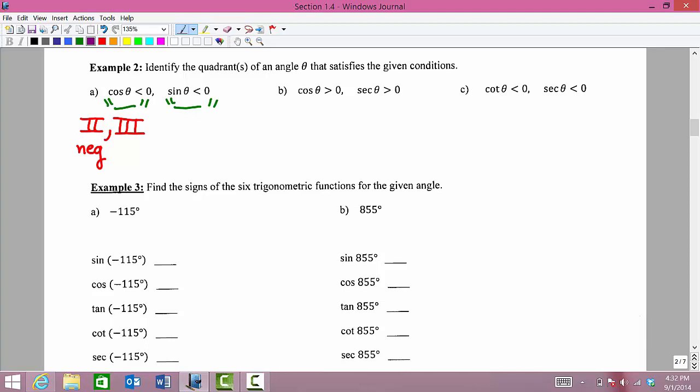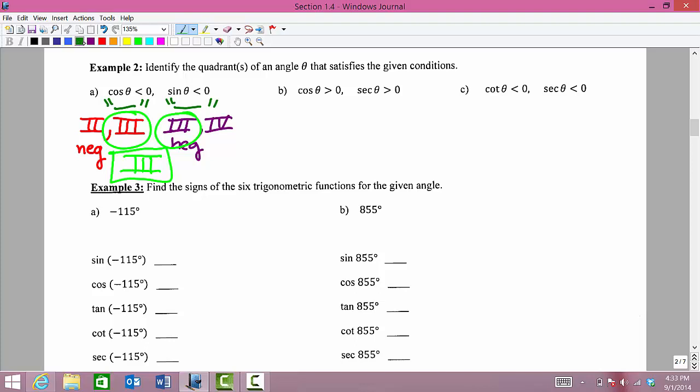For sine theta to be less than 0, for it to be negative, we are sure that in quadrant 1 sine is positive, and in quadrant 2 sine is also positive. So sine is only negative in quadrant 3 and quadrant 4. So which one quadrant are we talking about if both cosine and sine are negative? That must be describing quadrant 3. So for sine and cosine to both be negative, we must be living in quadrant 3. So the angle theta lives in quadrant 3.